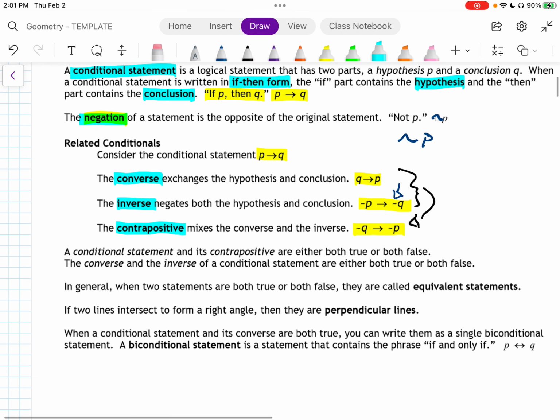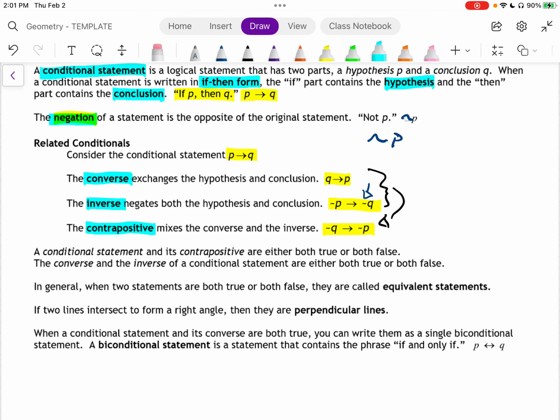All right, scrolling on. A conditional statement and its contrapositive are either both true or both false. The converse and the inverse of a conditional statement are either both true or both false. In general, when two statements are both true or both false, they are called equivalent statements. We'll have some examples of that later on.